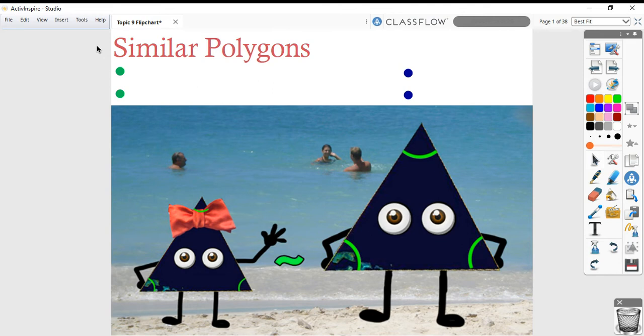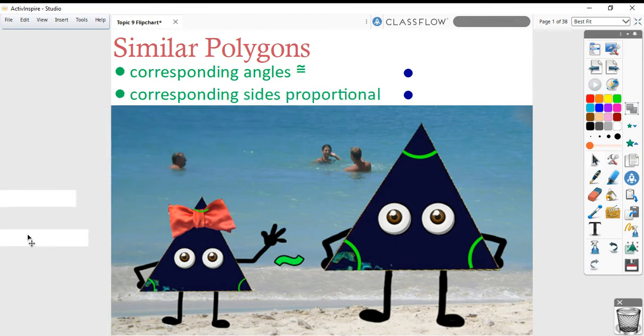When we talk about similar polygons, what we have is a little bit different. We do still have corresponding angles that are congruent to each other, but instead of corresponding sides being congruent, corresponding sides are proportional to each other. Okay? That means there's a certain ratio, a certain proportion, that relates the corresponding sides of similar polygons.